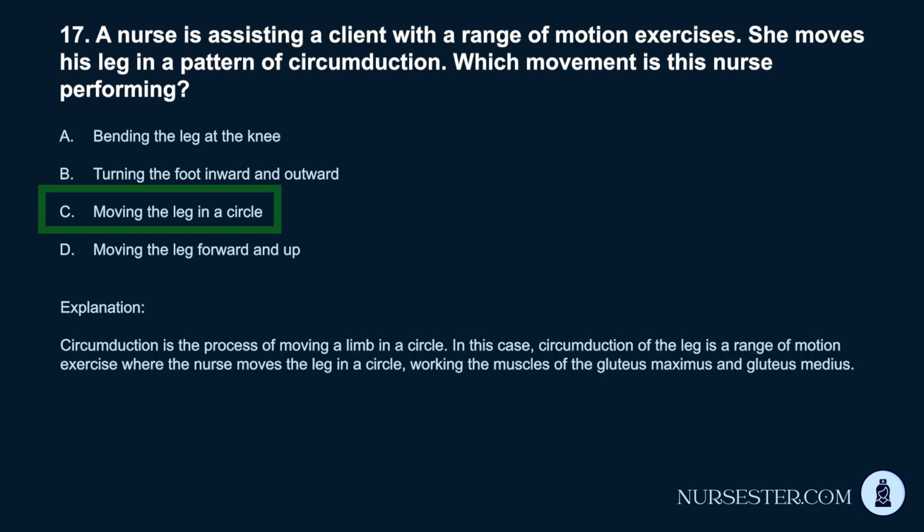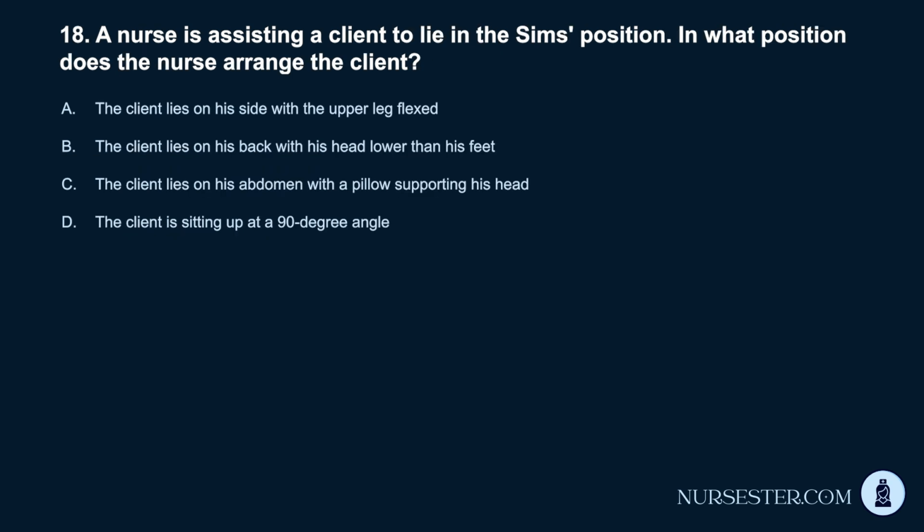Circumduction is the process of moving a limb in a circle. In this case, circumduction of the leg is a range of motion exercise where the nurse moves the leg in a circle, working the muscles of the gluteus maximus and gluteus medius. 18. A nurse is assisting a client to lie in the Sims position.